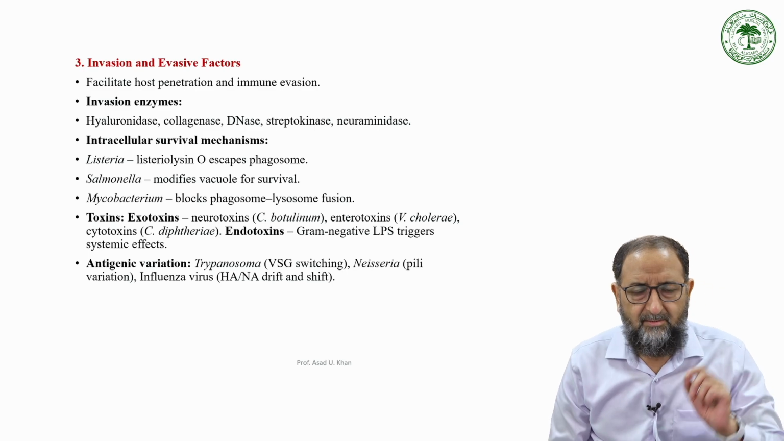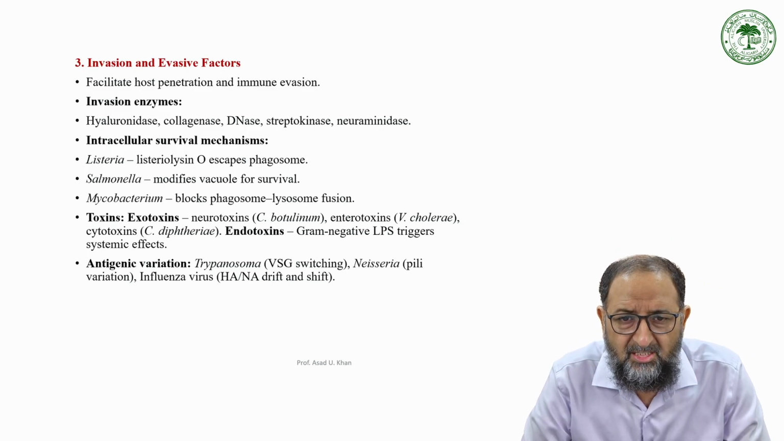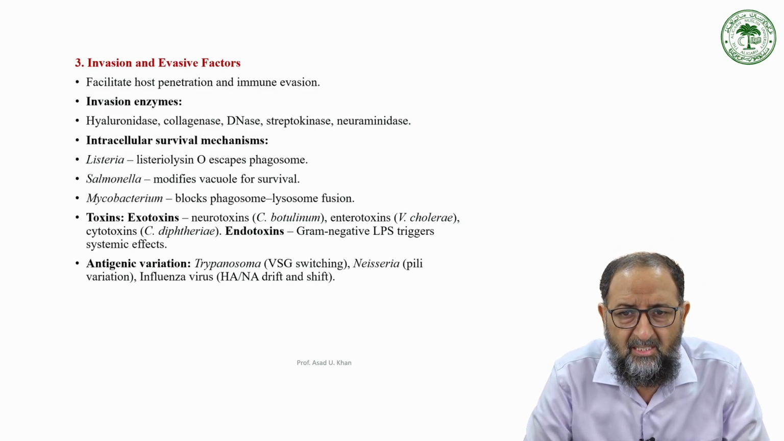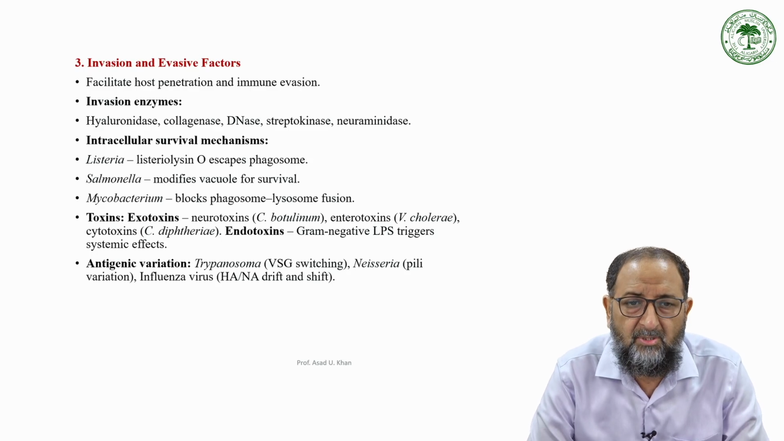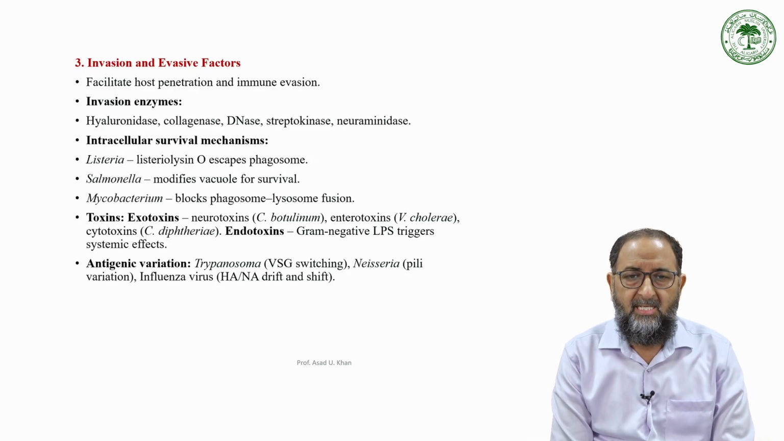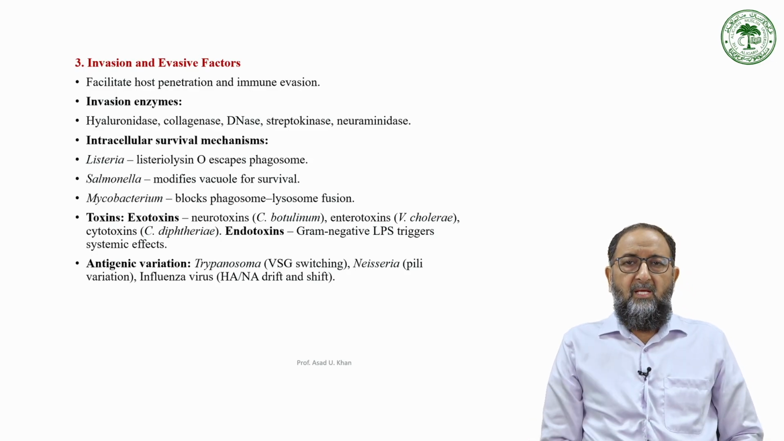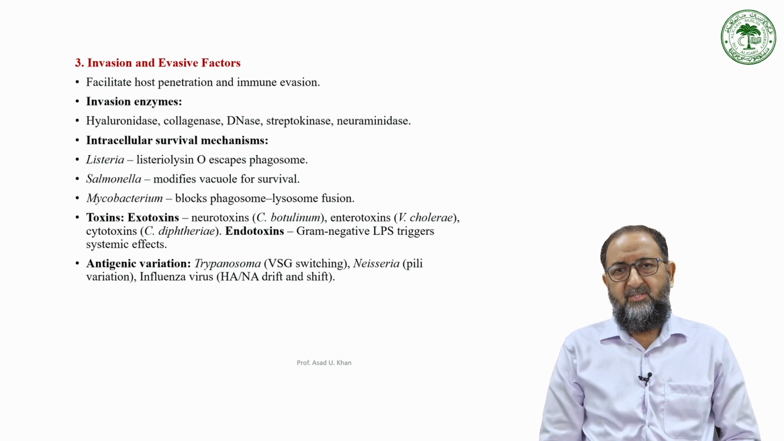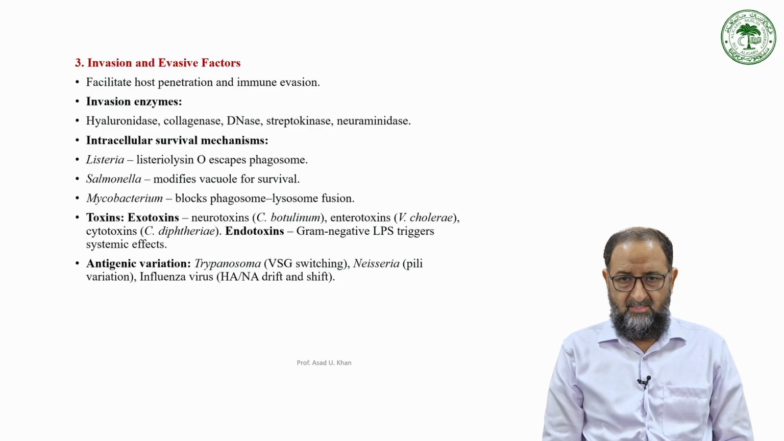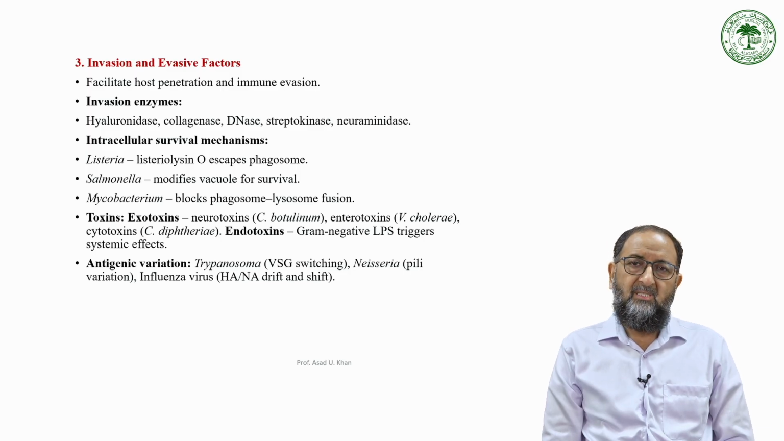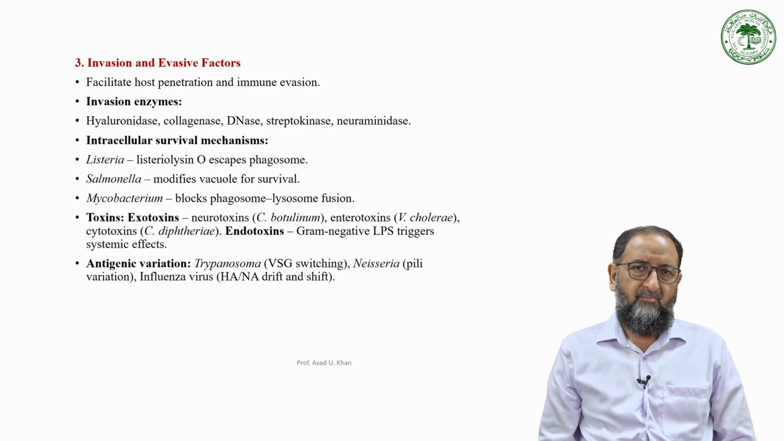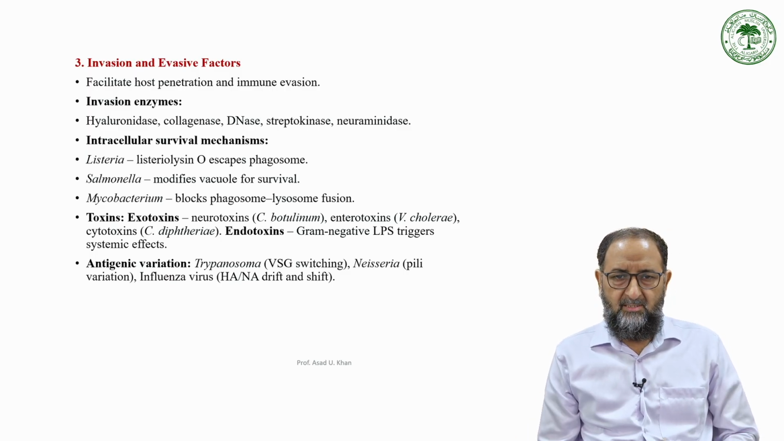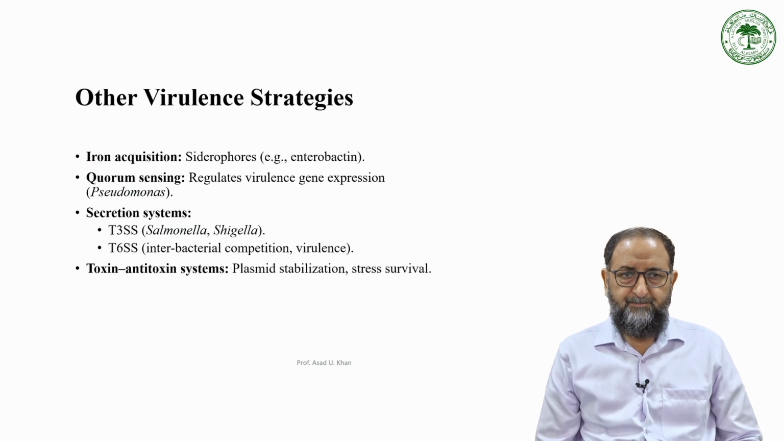Antigenic variation: Trypanosoma VSG switching, Neisseria pili variations, and influenza viruses with HA and NA drift and shift. So genetic shift and drift take place in hemagglutinin and neuraminidase in influenza virus, which is very common, and they protect the viruses from various drugs and from various enemies by having variation in the antigens in the HA and NA functions.